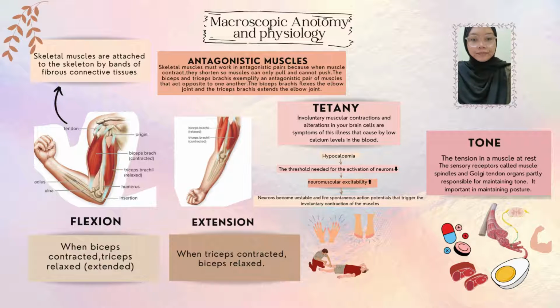Next, muscle tone. Muscle tone is the tension in our muscle at rest. The sensory receptors called muscle spindles and Golgi tendon organs are responsible for maintaining our muscle tone. This is important for maintaining our posture. We can eat vitamin D and protein such as fish, chicken, and egg to maintain our muscle tone.